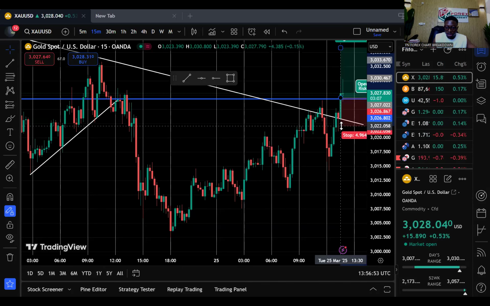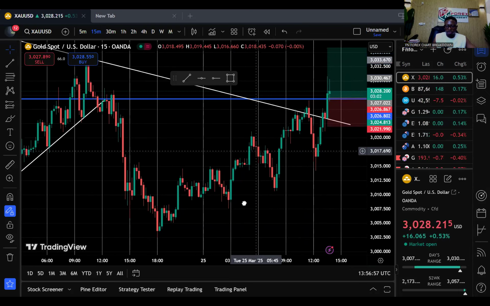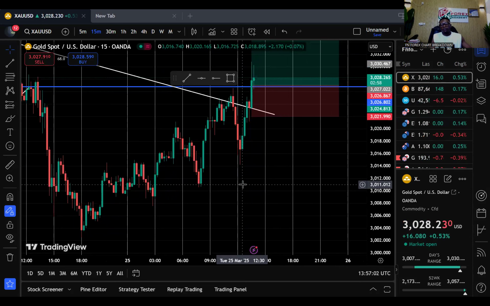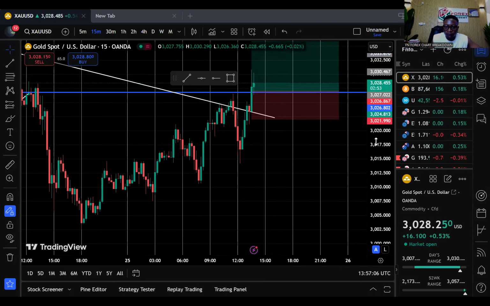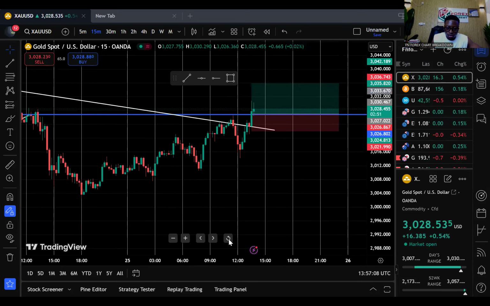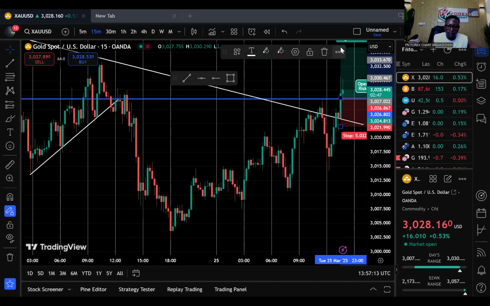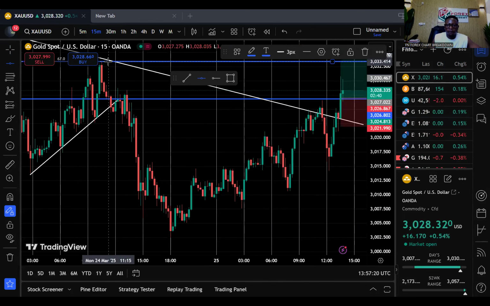You can have your entry right there, right? So you can place your entry on gold like this. Let me look at our target. So we are targeting this high right here. Let me just mark that point. We are targeting that high right there for our first take profit.